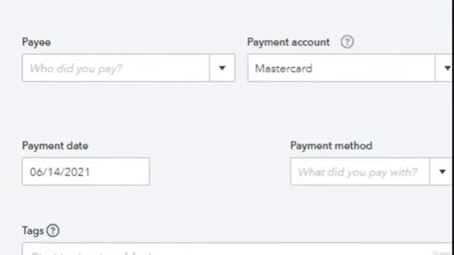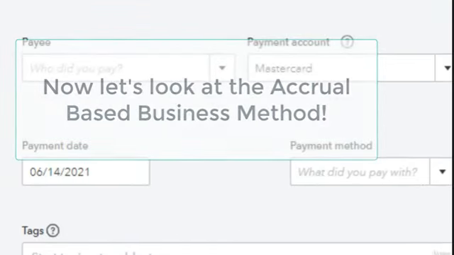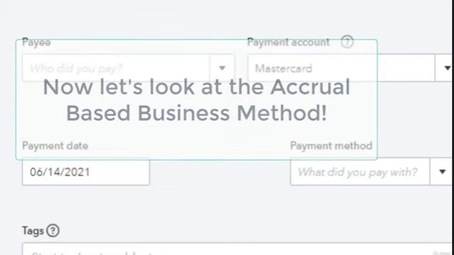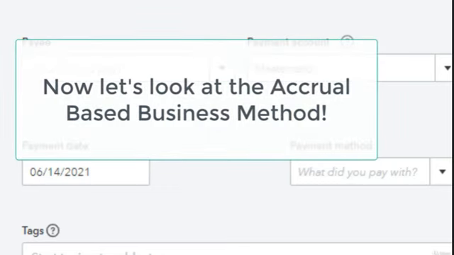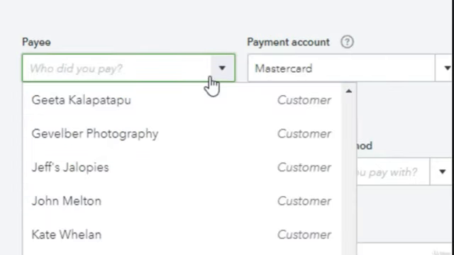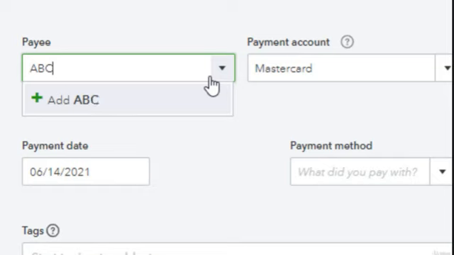But what if we do the accrual basis? If we use the accrual basis, then what the accrual basis states is that it's not when we pay for the office supplies, it's not when we pay for the paper, it's when we use the paper. And in the meantime, it's a resource. So we'll set the expense up the same in the beginning.